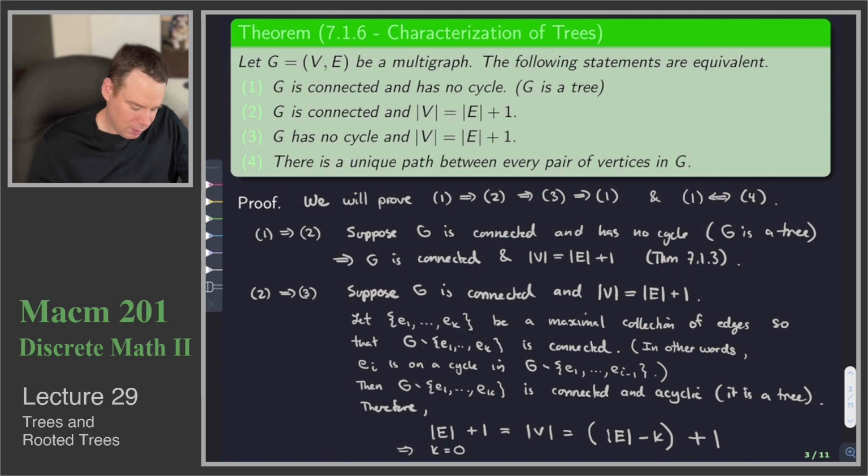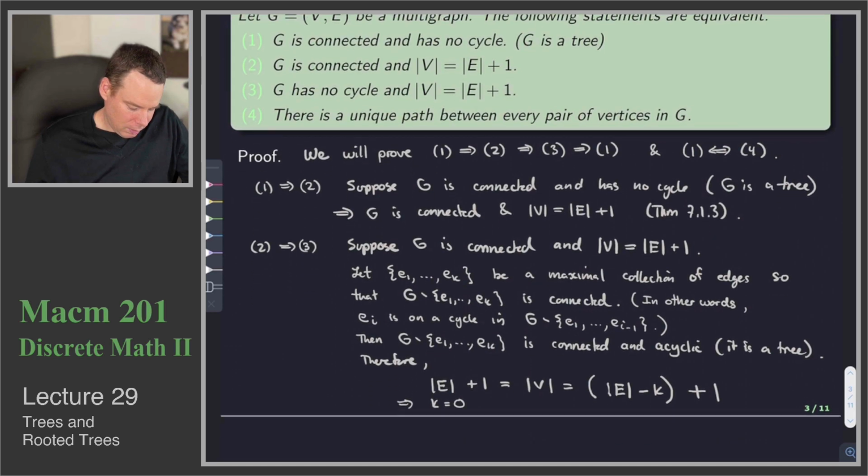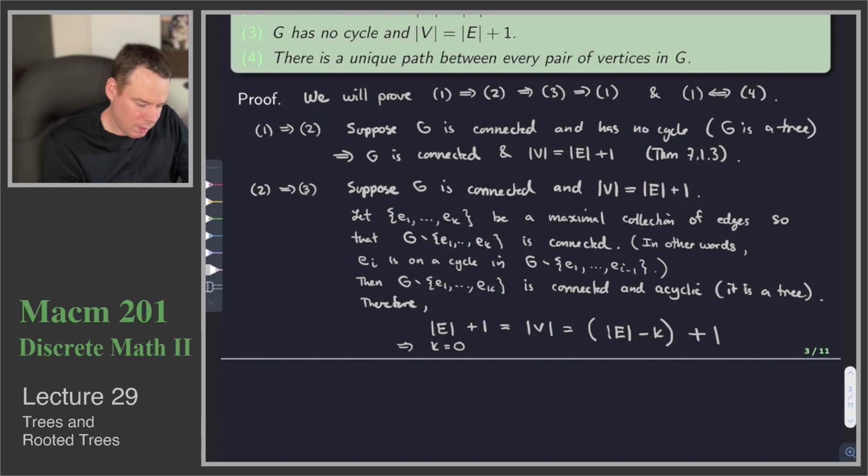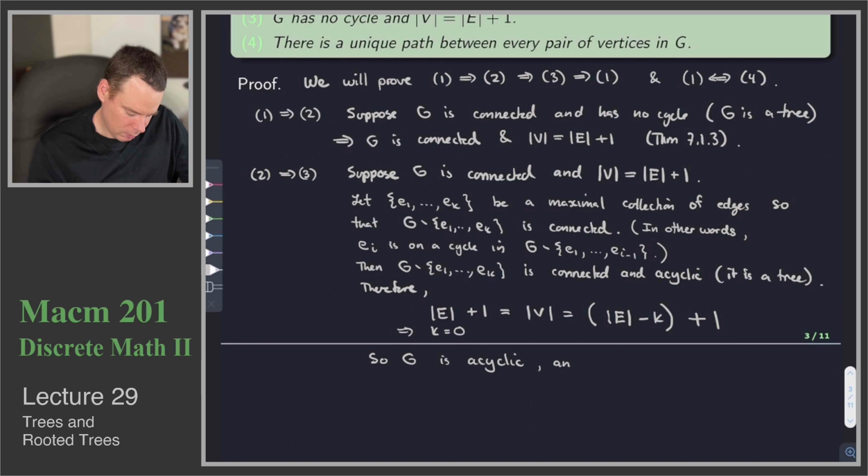Okay, so what does that mean? It means the maximal collection of edges that I'm allowed to remove and have it still be connected is 0. I can't remove any edge and have it still be connected. And so therefore, since I can't remove an edge and have it still be connected, it must not have had any cycles to begin with. So G is acyclic. It didn't have any cycles to begin with.